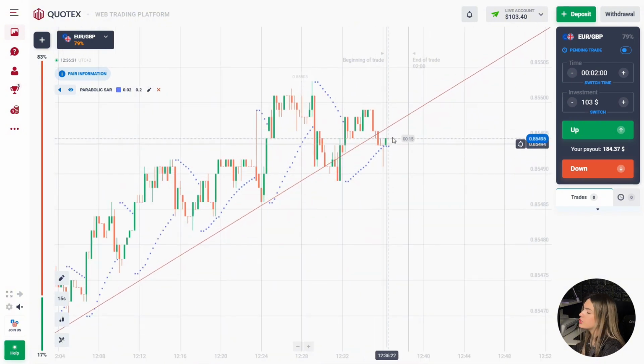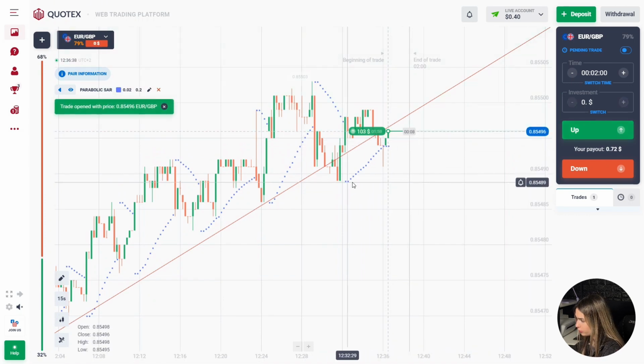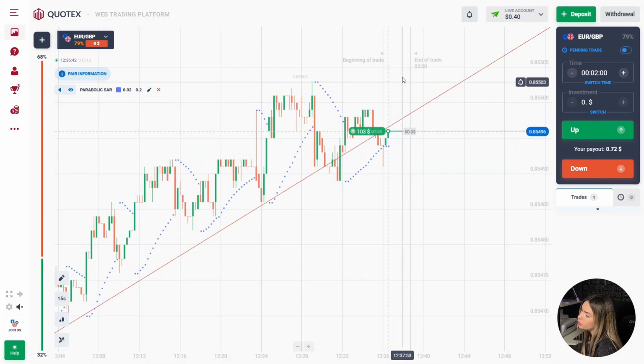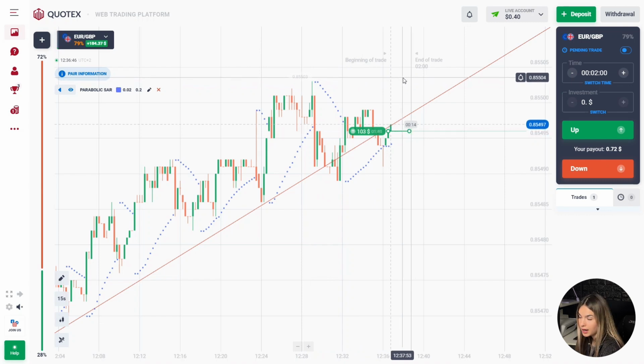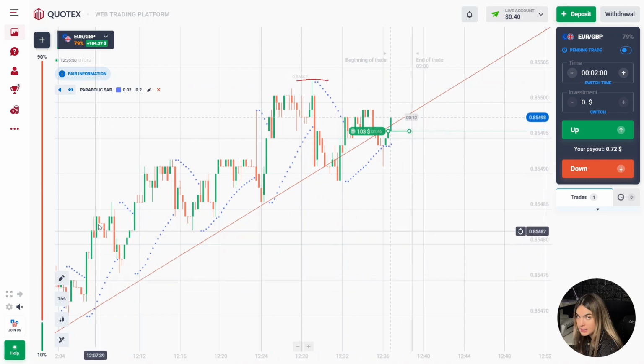In such a situation, I suggest opening a deal for 2 minutes up, since I also see that the dotted line of the parabolic is located under the chart. This suggests that the price is more likely to continue moving up in an uptrend. At the same time, there is still a lot of space left before the last price maximum.